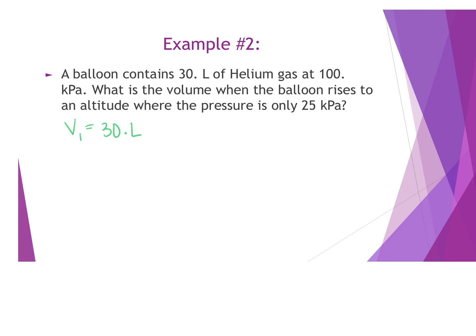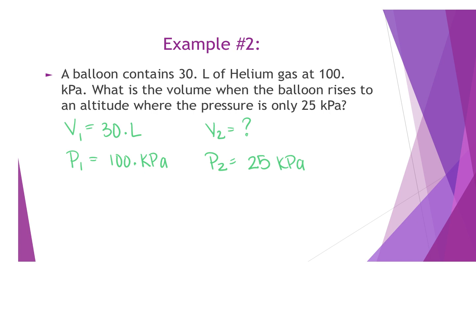What's the next number you see? 100. Okay, 100. And what's the unit? Kilopascals. Okay, the kPa are kilopascals, and that's a unit for? Pressure. Okay, pressure. So P1 is 100 kPa. What's the third number you see? 25. 25 kPa, and kPa is? Pressure. So P2 is 25 kPa. And then what are we solving for? Volume 2. Okay, so V2 question mark.